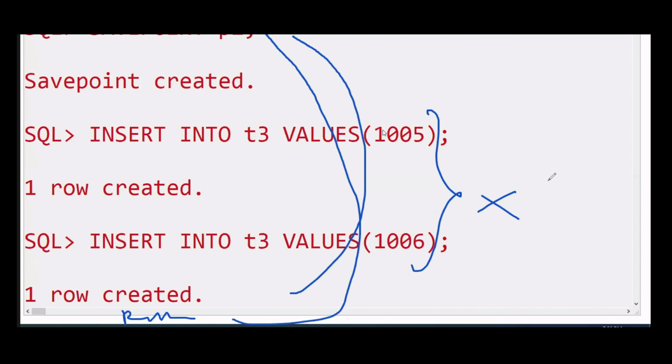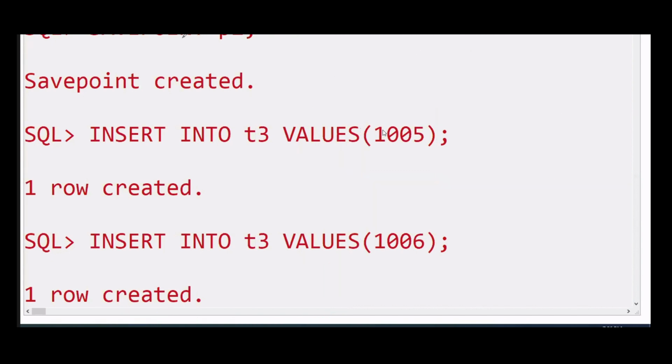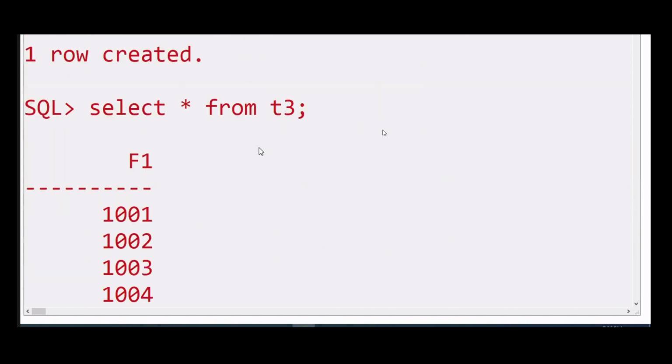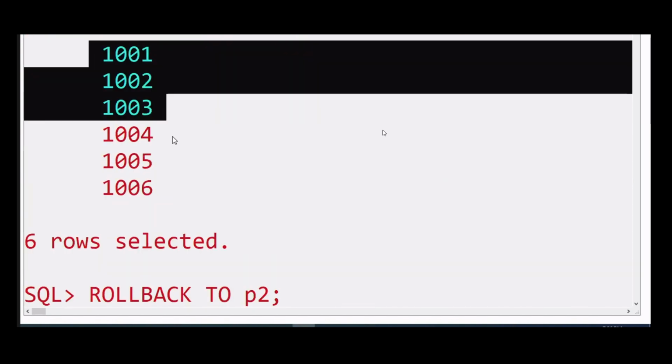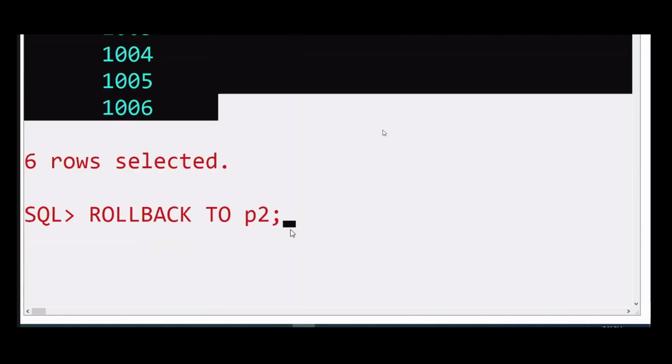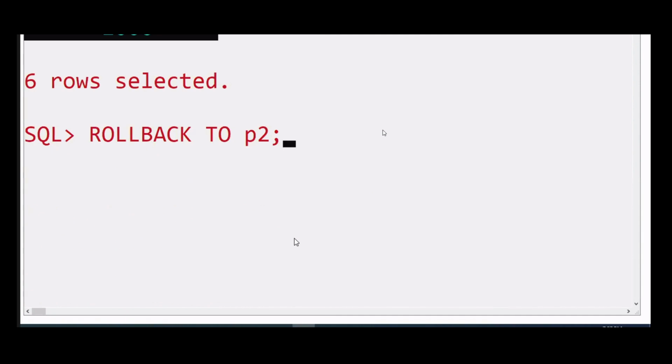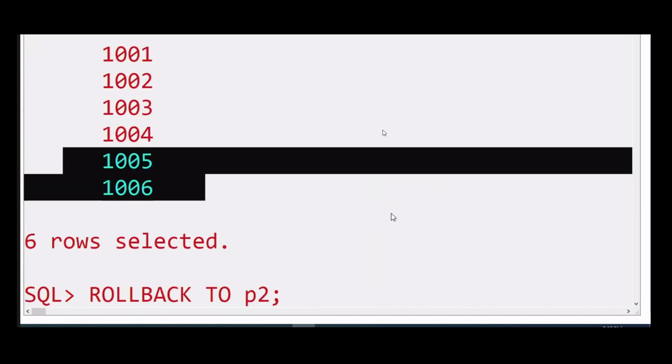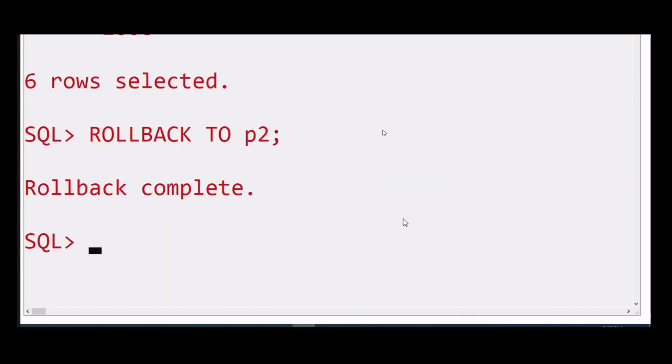So like this, we can cancel part of the transaction. Observe here. As of now, how many records are there? 6. Roll back to P2, I'm writing. How many actions will be cancelled now? 2 actions, 1005 and 1006 actions will be cancelled. Observe here. Rollback complete.